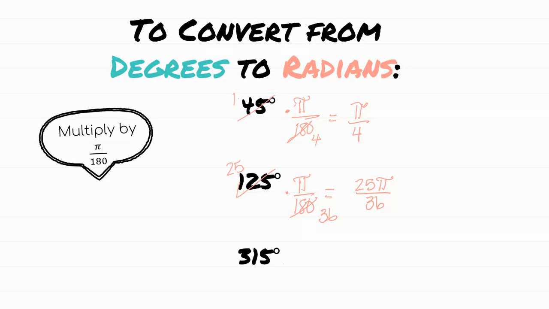Same with 315, multiply by pi over 180, and reduce 315 and 180. Both of those can be divided by 45, so I'm going to simplify by dividing by 45, which then gives me 7 pi over 4. That is the radian measure of a 315-degree angle.